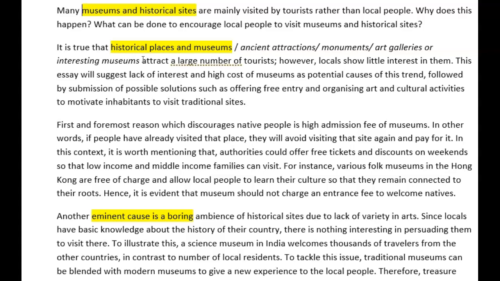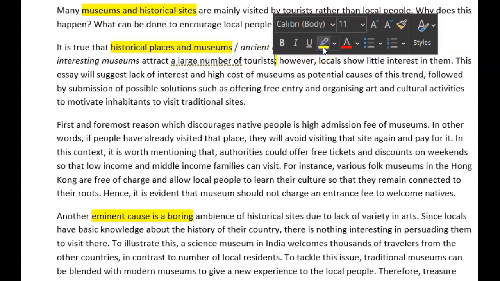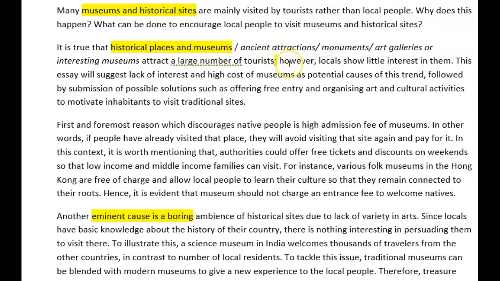"So it's true that they attract a large number of tourists." However, I wouldn't use this in an essay. I just have a bit of a problem with semicolons and colons because you're using this connecting word anyway, so you don't need that. "However, locals show little interest in them."